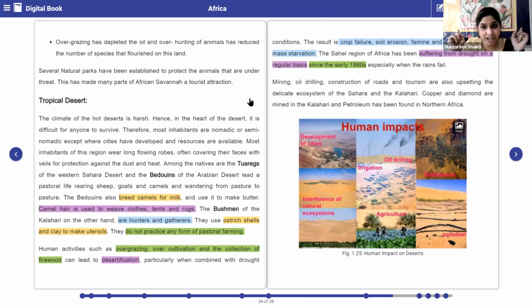Especially which region of Africa is suffering from drought on a regular basis? Who will tell me? The Sahel. Very good. The Sahel region. This is the region which is suffering from drought on a regular basis since the 1980s, especially when rain fails, when there is poor rainfall. Apart from overgrazing and overcultivation, people also do other types of activities which again affect the environment. Let's see what that is.